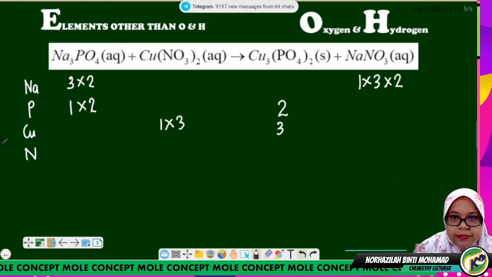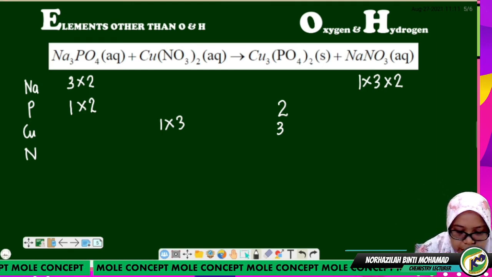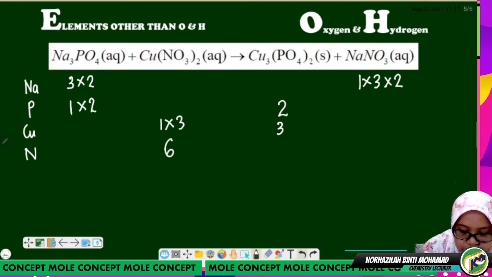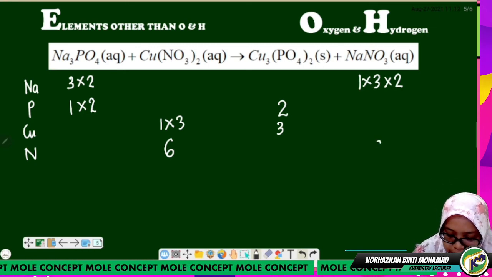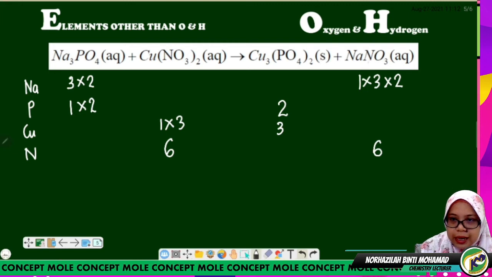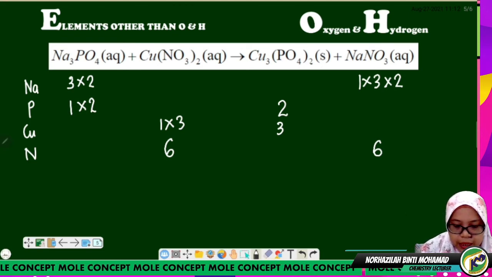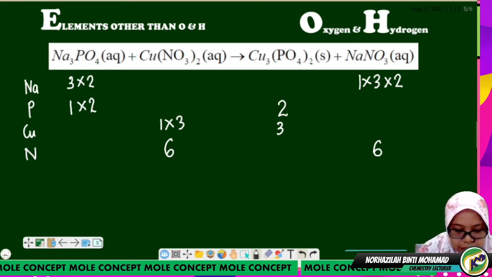Okay, and then for nitrogen, first I have 2 nitrogen in Cu(NO3)2, times 3 equals 6 nitrogen. And this one I have 1 times 3 times 2, so also I have 6 nitrogen here. Okay. In the NaNO3, I have 1 nitrogen, and just now I have multiplied it by 3. So 1 times 3 is 3, and then I multiply it again by 2, so it equals 6. So the number of nitrogen is balanced. So since all of the elements have been balanced, we look at oxygen.